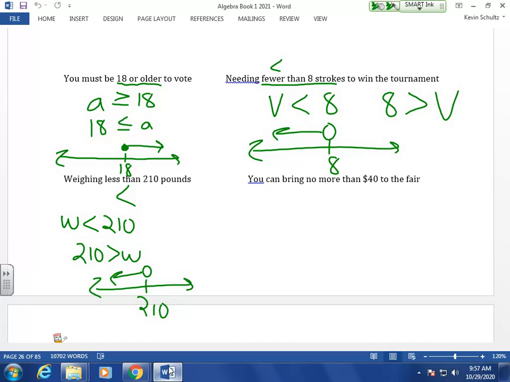And finally, you can bring no more than $40 to the fair. What symbol would no more than represent? No more than. It's one of those kind of tricky ones. You have to think backwards. Less than or equal to, right? $40 would be the maximum.